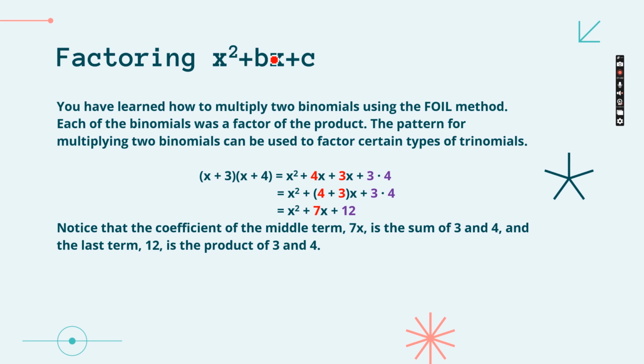So, factoring x squared plus bx plus c. We have learned to multiply two binomials using the FOIL method. Each of the binomials was a factor of the product. The pattern for multiplying the two binomials can be used to factor certain types of trinomials.